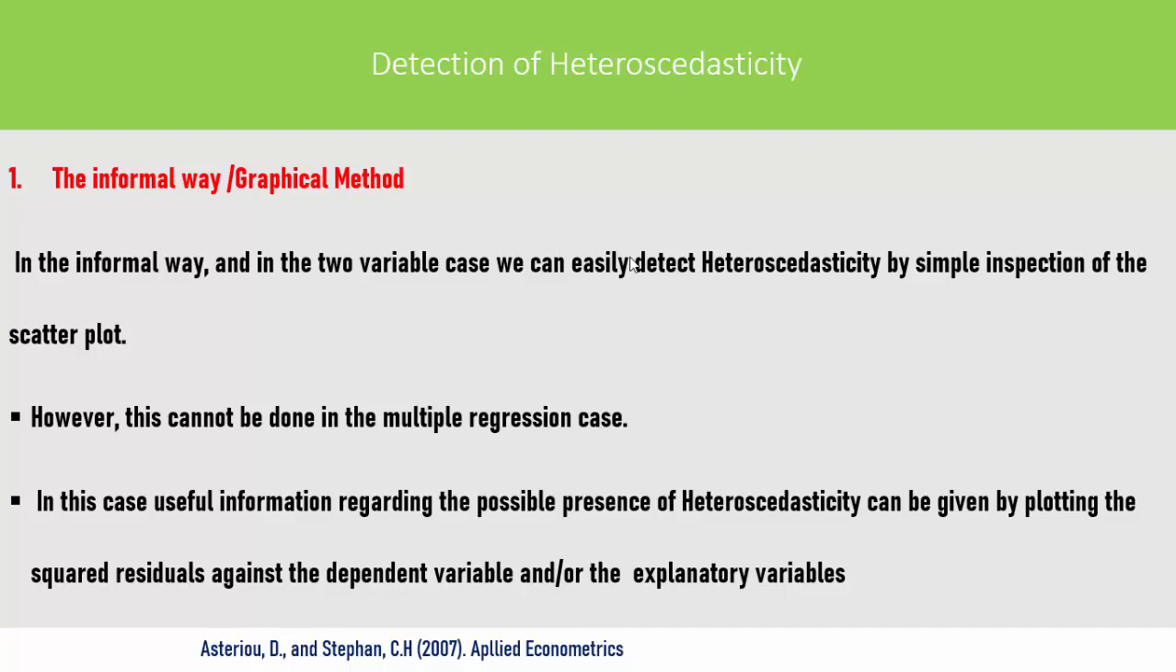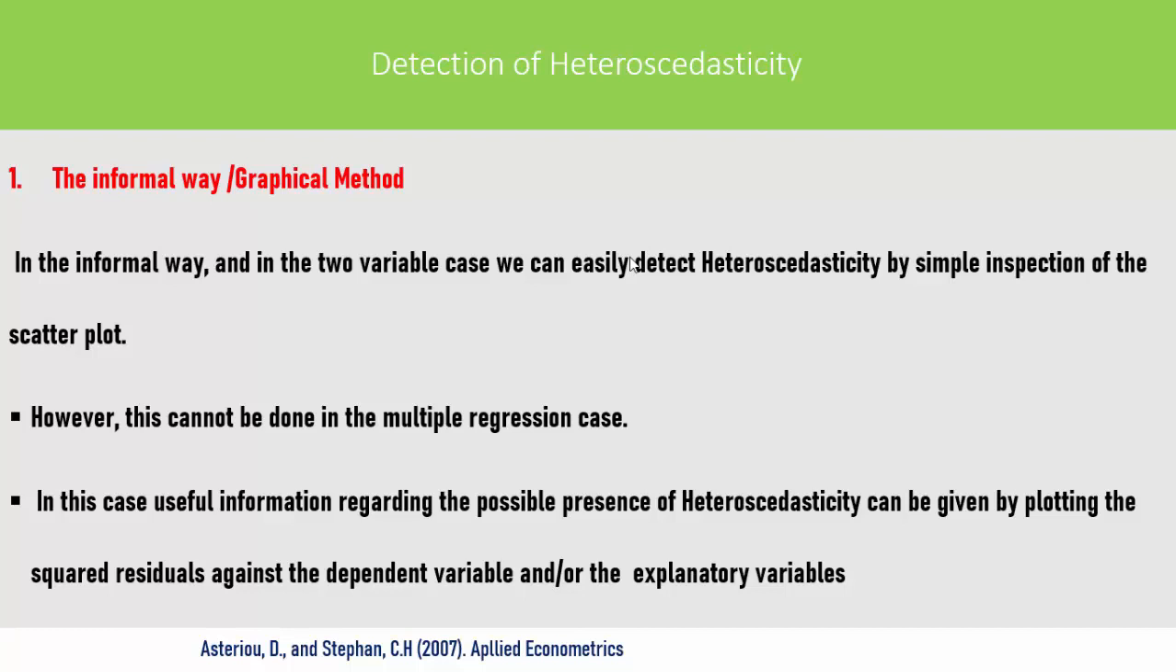Now, these were a few of the consequences of heteroskedasticity. The question arises: how can one find heteroskedasticity? How, as a researcher, as an econometrician, will I come to know that the model is heteroskedastic? How can one know that there is a heteroskedasticity issue in the data?